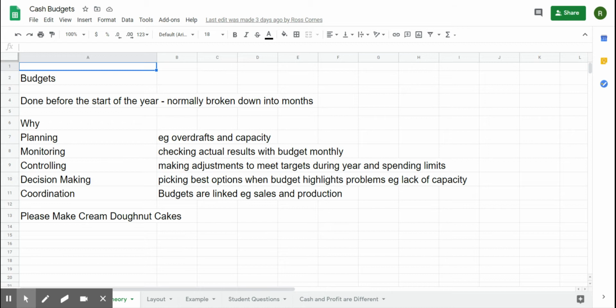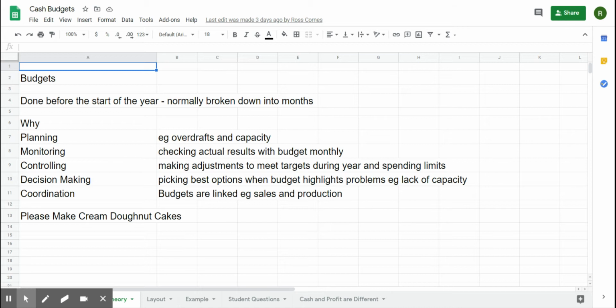Why do we do budgets? Why does a business need to try and predict the future? Well, it needs to plan. So, for example, cash is very important to all businesses. You need to plan whether you're going to have enough cash. You need to plan as to whether you are going to need an overdraft from the bank. If you're looking at production budget, you need to see if you have the capacity to produce what we expect to sell. And if not, you need to do something about it.